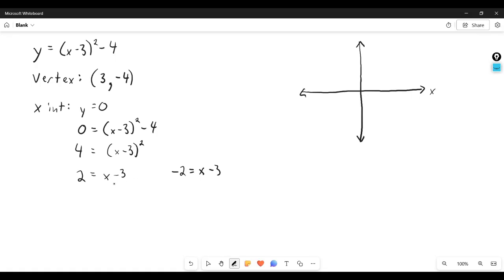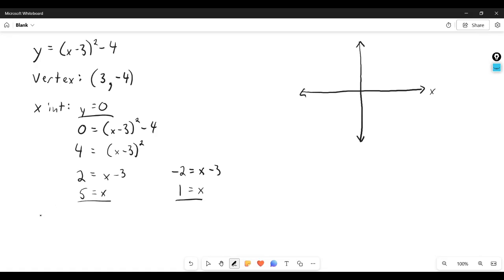So for this one, if I add 3 to both sides, I get 5 equals x. And this one, if I add 3 to both sides, I get 1 equals x. So the two x-intercepts are at x equals 5 and x equals 1. And for both of them, y is 0, because that's what we put in at the start. But this is really what defines an x-intercept. That's where y equals 0.